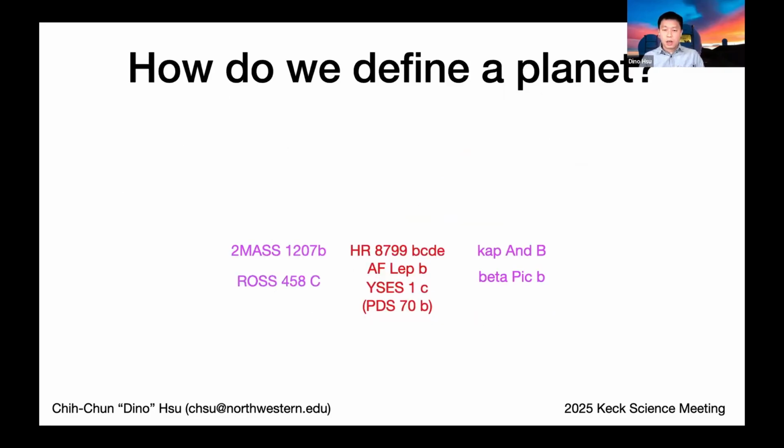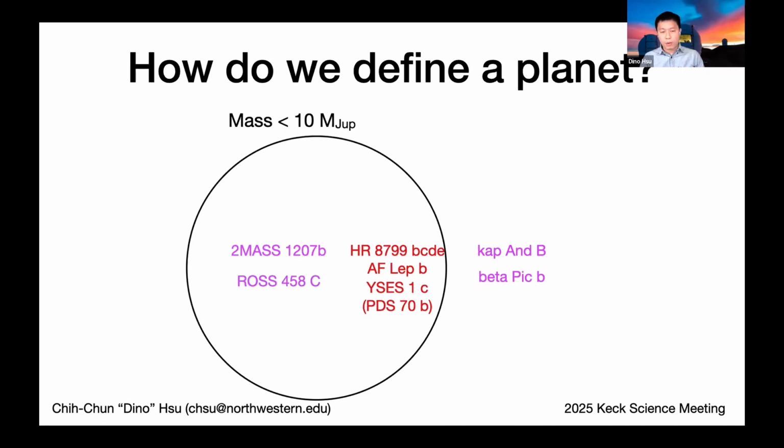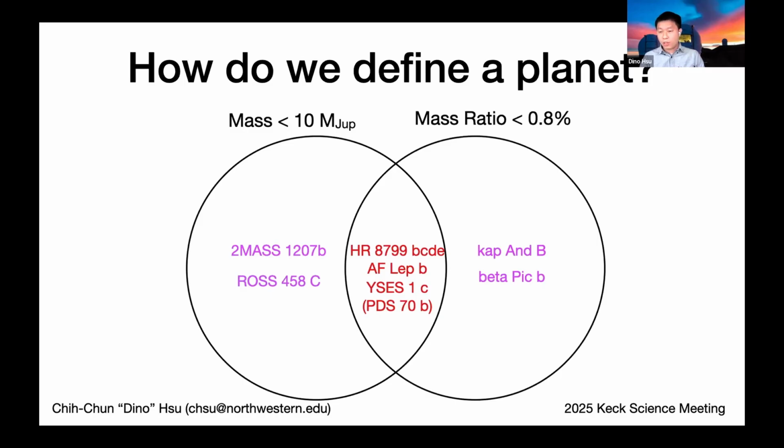So here is one of the questions we want to make sure our sample addresses: what is a planet? First, we can think about the famous imaged planets or planetary-mass objects in terms of masses. We define the bona fide planets as masses below 10 Jupiter masses, and we can also think about a mass ratio below 0.8%. The overlapping bona fide planets are labeled in red. Transitional objects that satisfy only one of the two criteria are labeled in magenta. We also incorporate some literature sources, about 10 objects, using mostly quartus plots, for example.